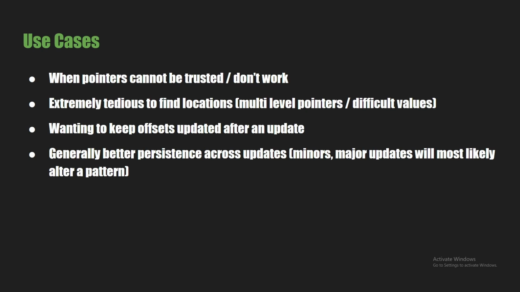Wanting to keep offsets updated after an update: if you've got pointers, again it's just a matter of time. Whereas if you get a pattern for a location to a static pointer, things like that, you're always going to be able to find a valid pointer no matter what if you use pattern scanning. Generally better persistence across updates, minor and major updates. As I said before, major updates will most likely alter a pattern, but it's not always guaranteed. The major update might not affect the pattern you're using. It might affect another part of the engine, but obviously if you're going from Unreal 4 to Unreal 5, things like that, those are completely different entities. That's just not how things work, so they're going to be different.